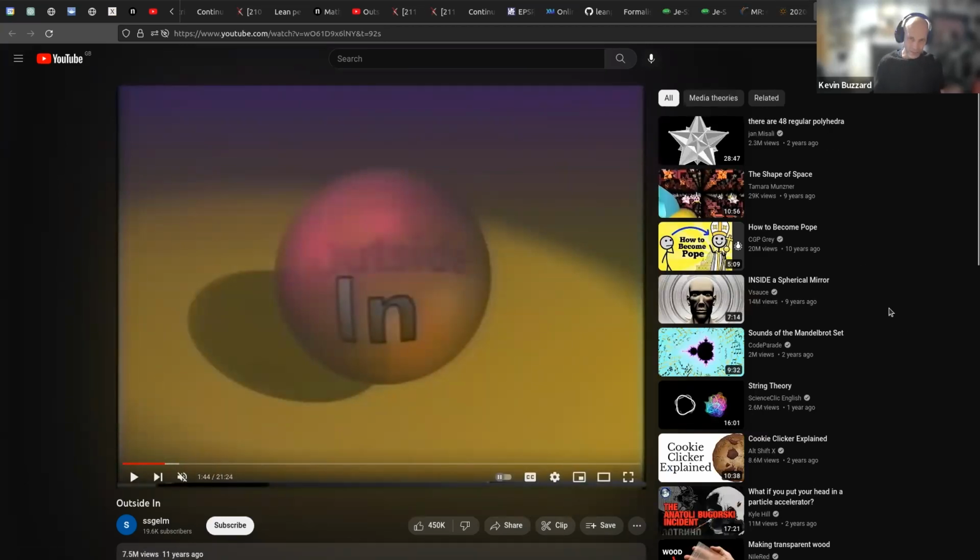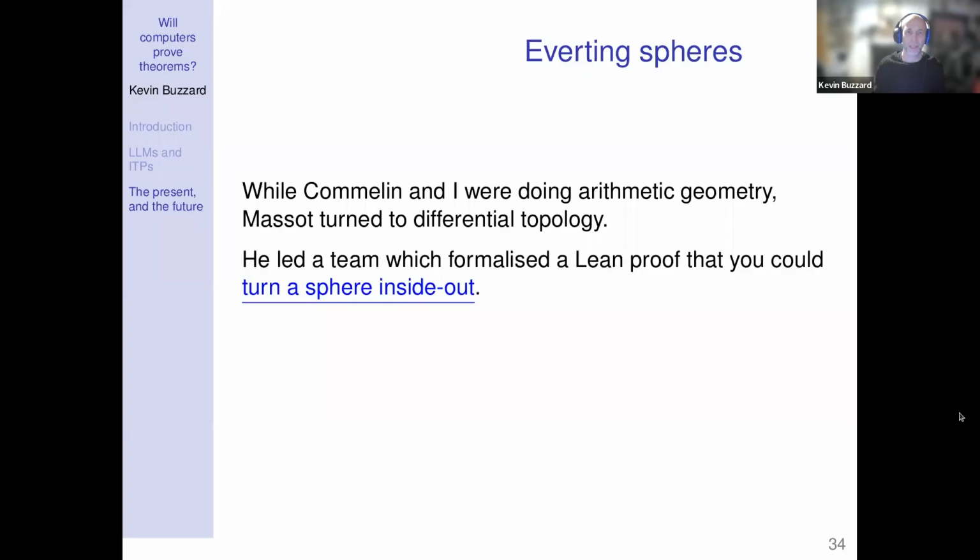So what's happening? The sphere is allowed to pass through itself, but it's not allowed to sort of crease or snap. And that's the idea. And it's not at all obvious that you can do it. And when you see that proof there, you kind of think, well, how the heck are you going to translate that into a theorem prover? That sounds like quite a challenging problem.